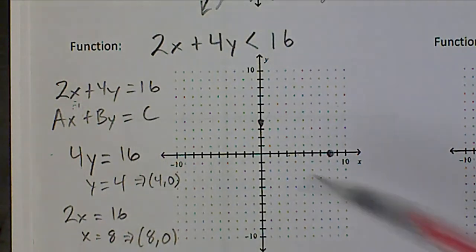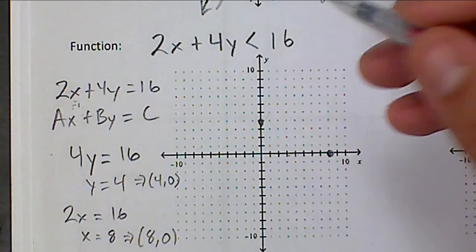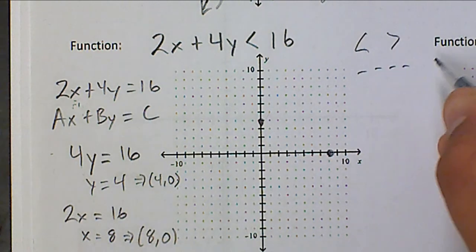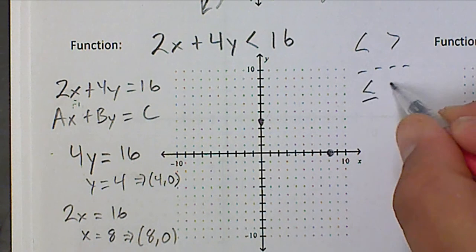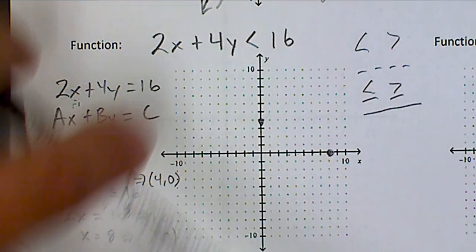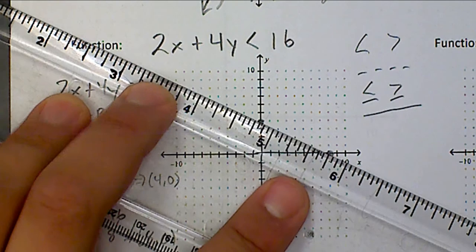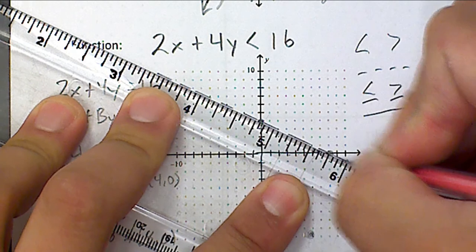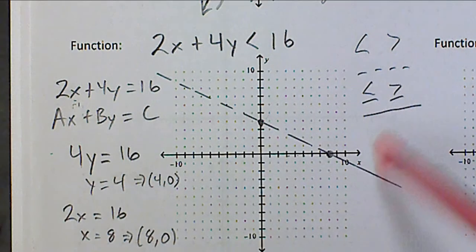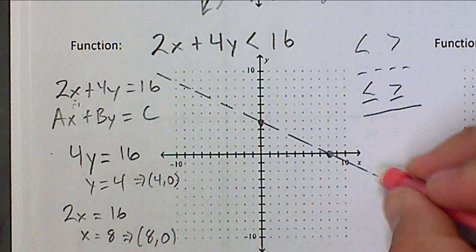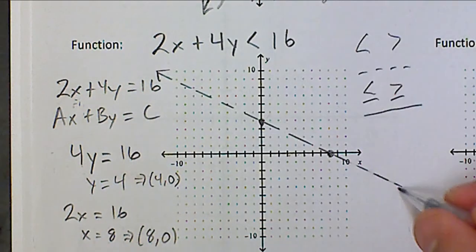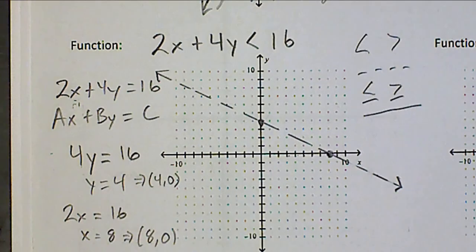I look back at the sign. The sign is less than. Remember, less than and greater than, you have to use a dotted line or dash line. Less than or equal to, greater than or equal to, use a solid line. So in this case, we have to use a dotted line or dash line, like so. And sometimes if it looks like you made it a solid line, you can always use your eraser and erase little increments. Anyways, now you have to figure out where to shade.